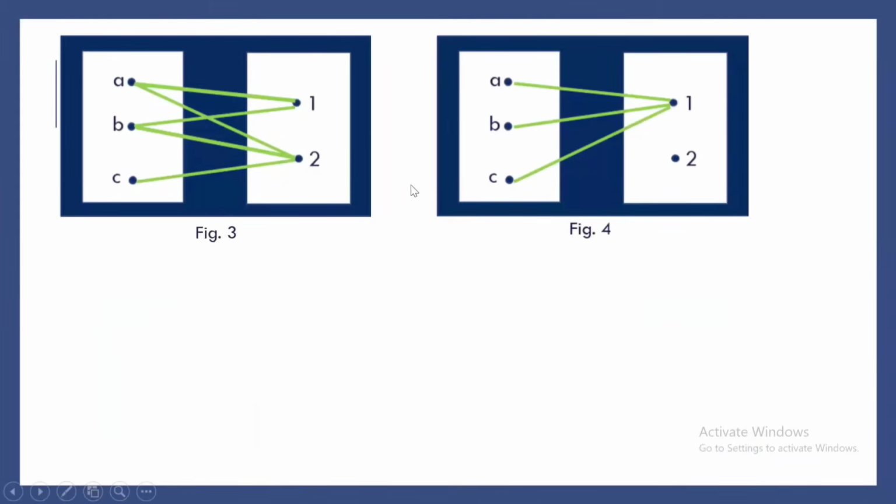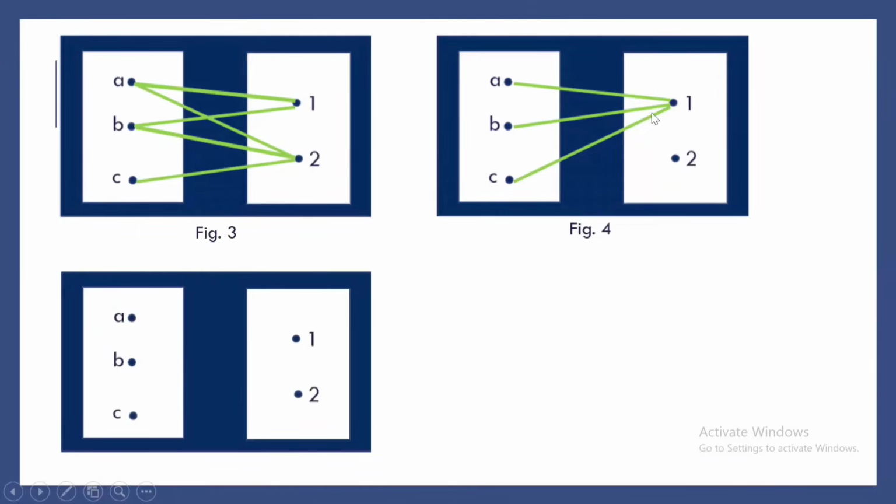So this was figure 3, wherein I had joined A to 1 and B to 1. I had joined A to 2 and C to 2, and I had joined B to 2 also. Here in figure 2, I had joined A, B, and C all to 1. Let us take a few more examples to get figure 5 and figure 6. What I do is I join A to 2, I join B to 2, and I join C to 2.